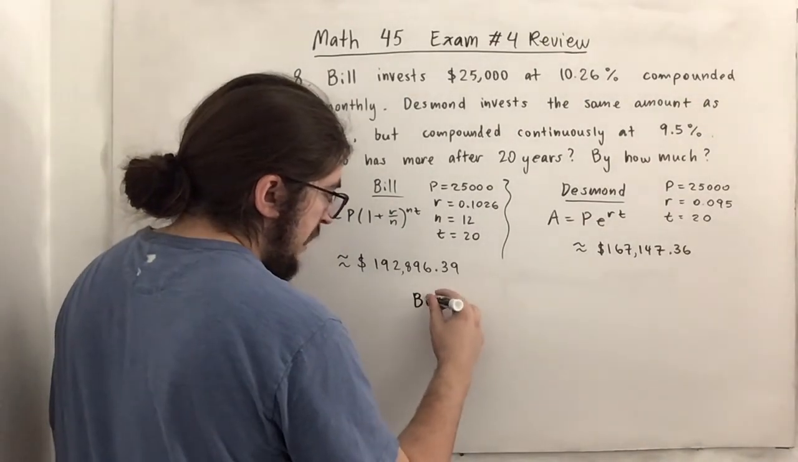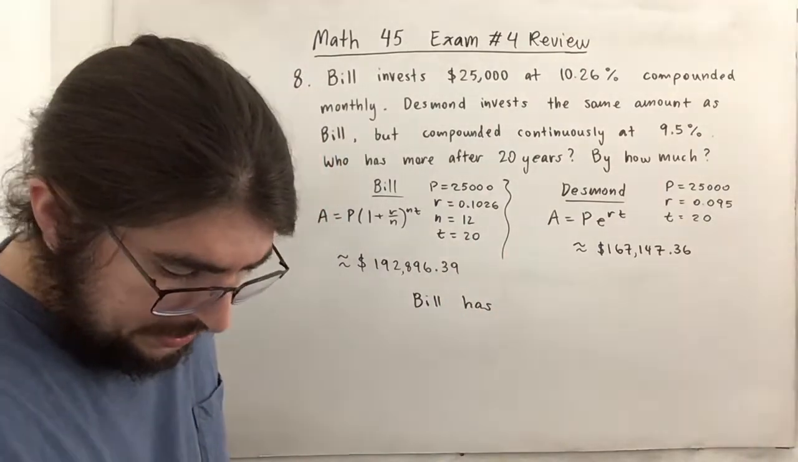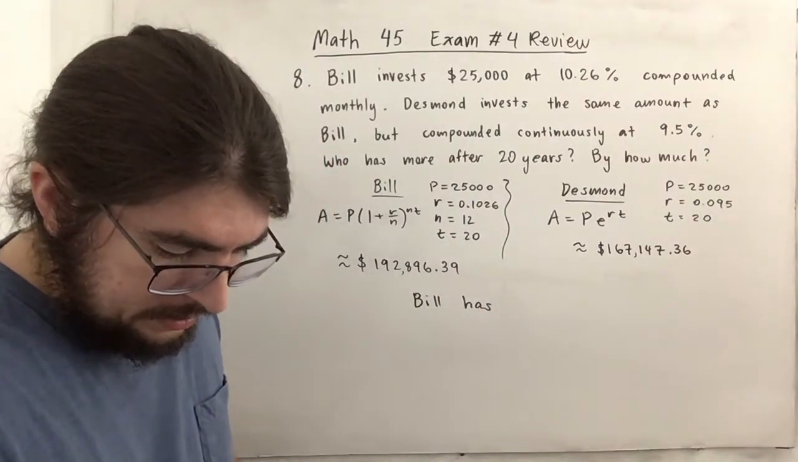And how much more does he have? Bill has whatever the difference is. So I just subtracted these two, and I got $25,749.03.